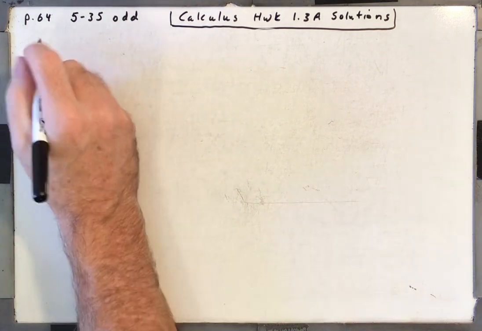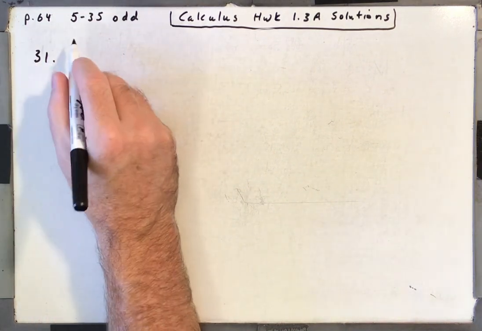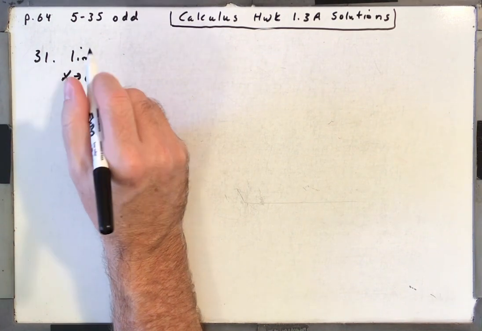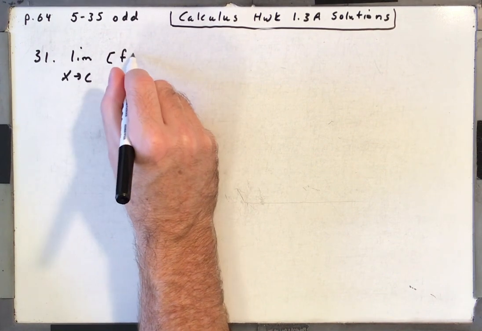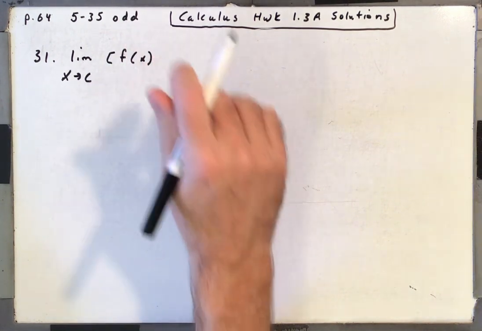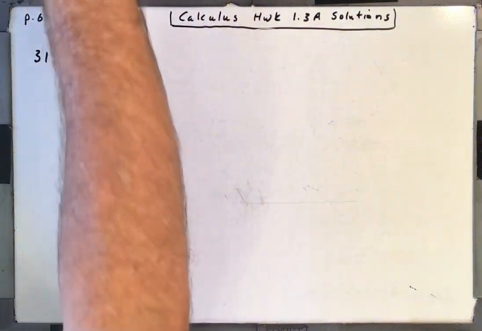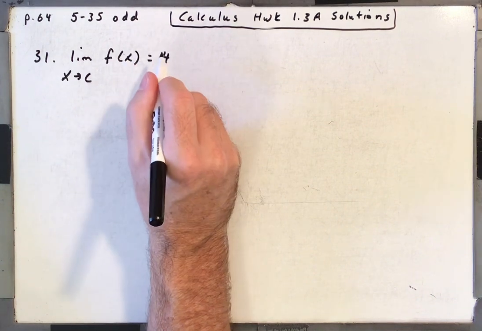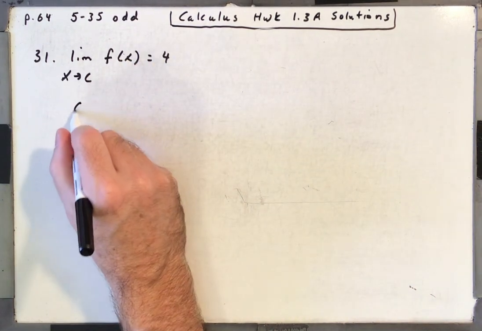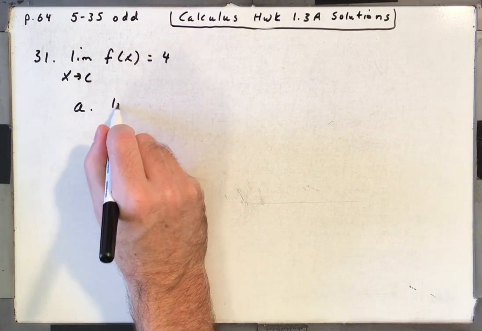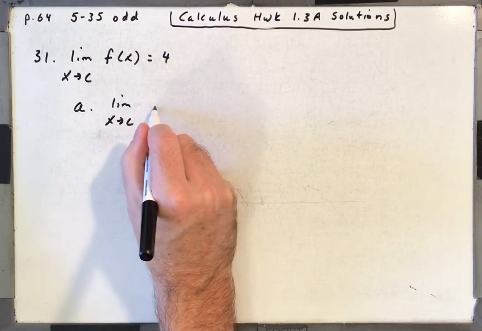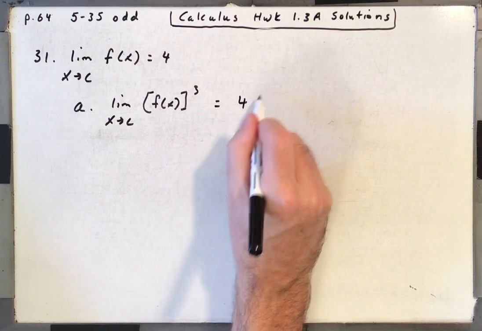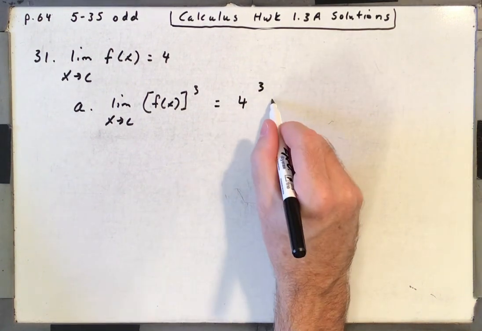So 31, we have the limit as x approaches c of f of x equals 4. All right, so there's no g of x here, so A, we want to find the limit as x approaches c of f of x all cubed. So it's going to be 4 cubed, right? So 4 cubed is 64.